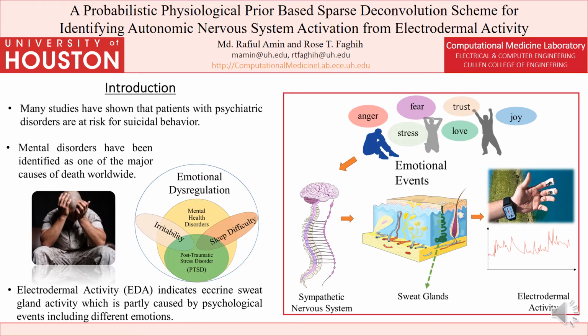Neuropsychiatric disorders are considered the 21st century's epidemic and one of the major causes of death. We know that electrodermal activity is modulated by different emotional events. Now, can we use EDA to obtain autonomic nervous system activation so that we can track our neuropsychiatric disorders and come up with appropriate, effective interventions?